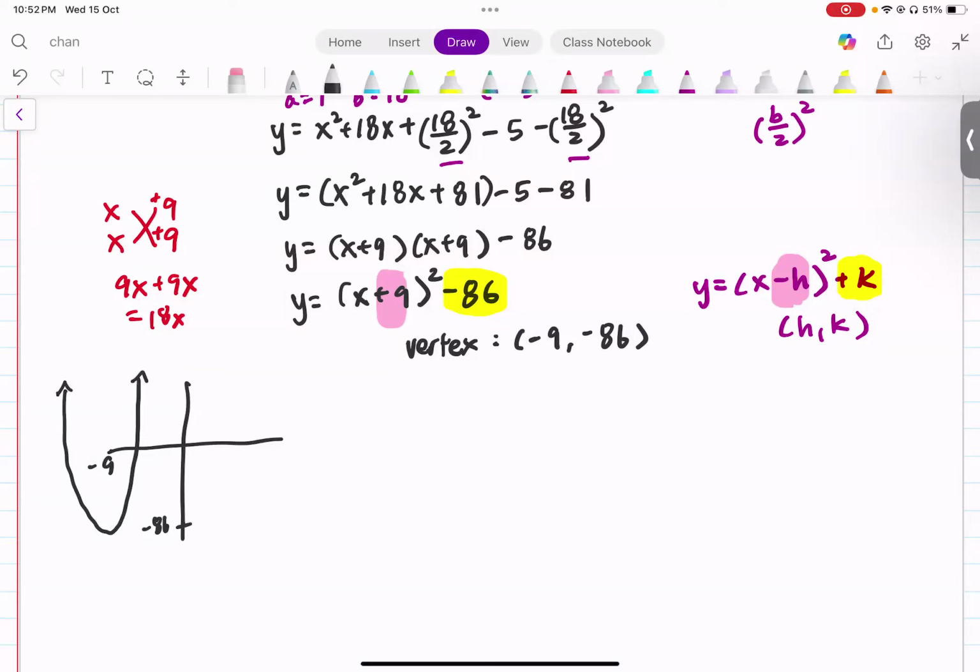The axis of symmetry would be this part. Anything that cuts through the parabola in half would be the axis of symmetry. x equals negative 9. So the axis of symmetry would be x equals negative 9. And then we're done.